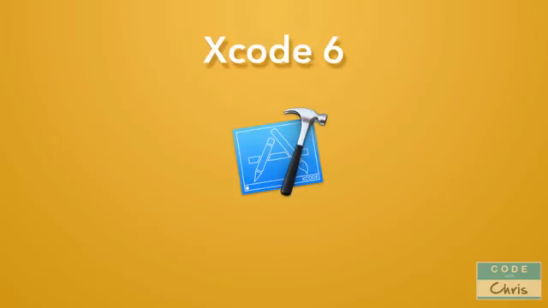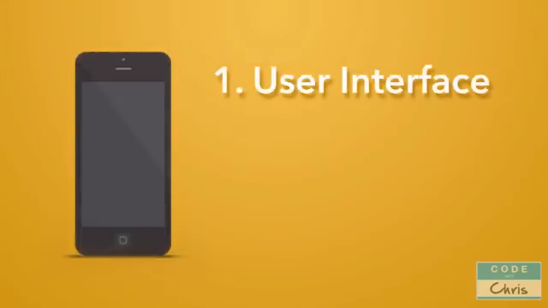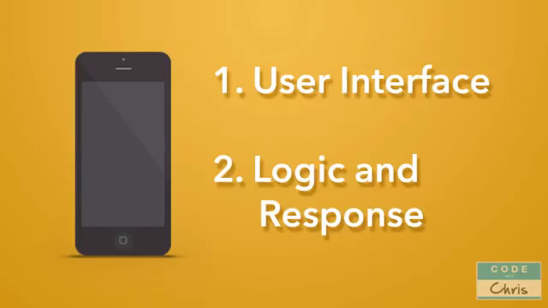So what does this Xcode program allow you to do? Well, if you think about an app for a second, at the very basic level, it consists of two things. The first thing being the user interface. That's what the user sees on the phone and what the user interacts with. And the second thing is all of the logic that happens in response to the user interacting with the app.